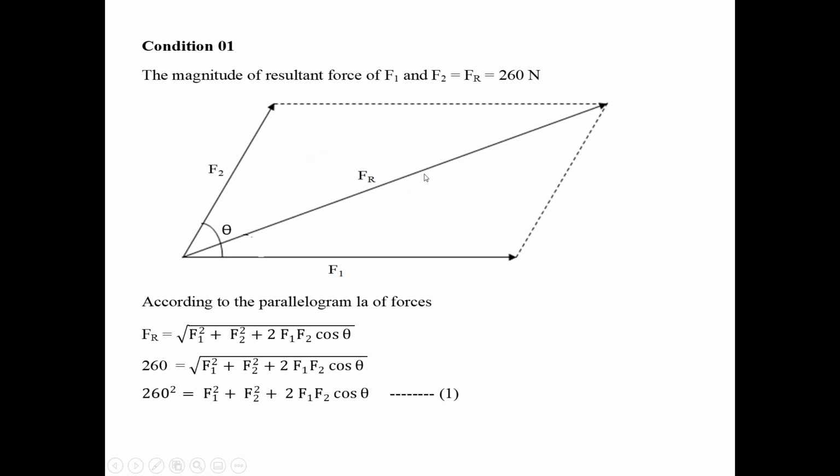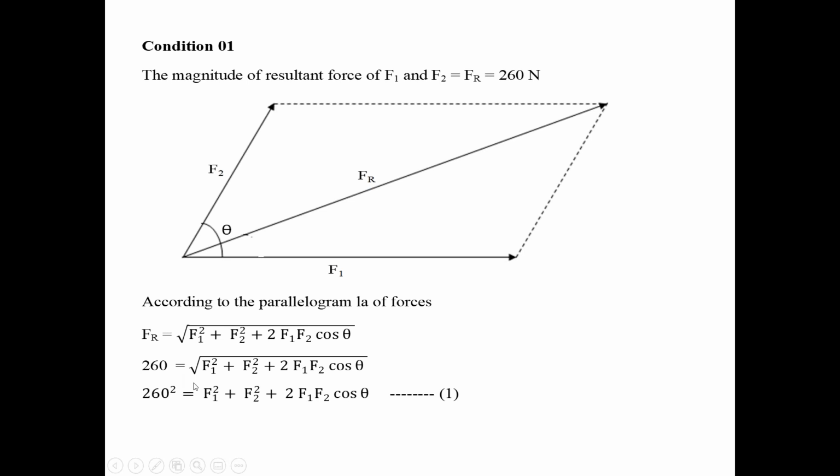Apply the parallelogram law equation. According to the parallelogram law, the resultant force magnitude Fr is equal to root of F1 square plus F2 square plus 2F1F2 cos theta. Apply that parallelogram law equation in the diagram. What is the resultant force magnitude? 260 Newton. So 260 is equal to root of F1 square plus F2 square plus 2F1F2 cos theta. Check that carefully in the diagram. Here the resultant force is 260 Newton.